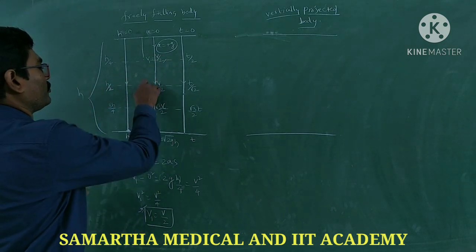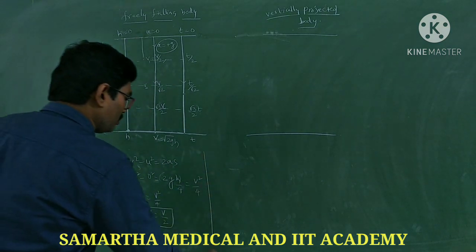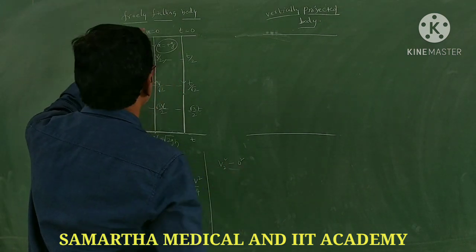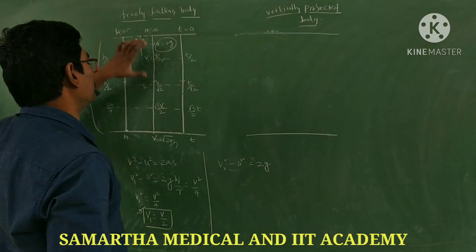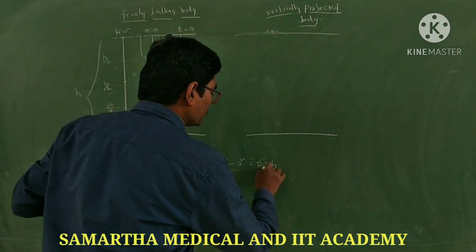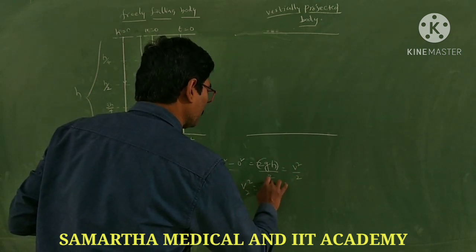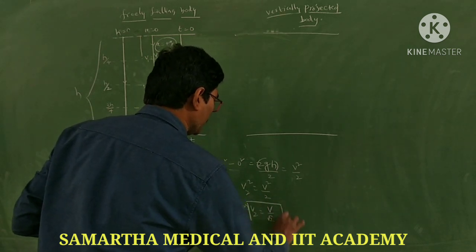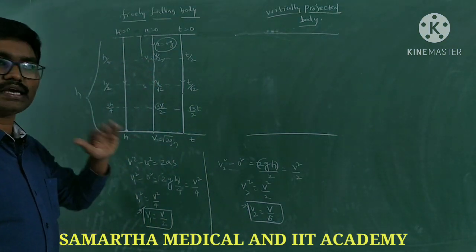Correct? Similarly, if you want to find the velocity at this point v2, you use the same equation. For the second case, v2 square minus v1 square, v1 is 0, is equal to 2g times the distance covered from here to here, h by 2. What is 2gh? v square. So v2 square is equal to v square by 2. Then v2 is equal to plus or minus v by root 2. While it is coming down, it is plus v by root 2. Okay, clear or not? Next.